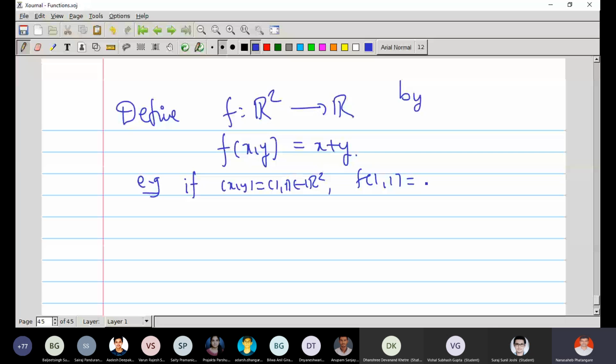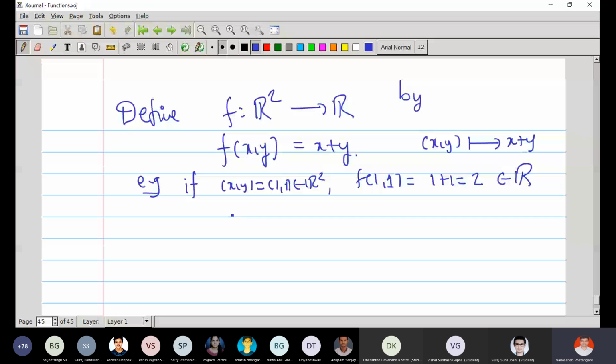By definition, how do I define the function? xy is mapped to x plus y. I am adding components. So what is the image of 1 1? 2. The image of 1, 1 is 1 plus 1, that is 2. And is it a real number? Yes. That means this is a function.